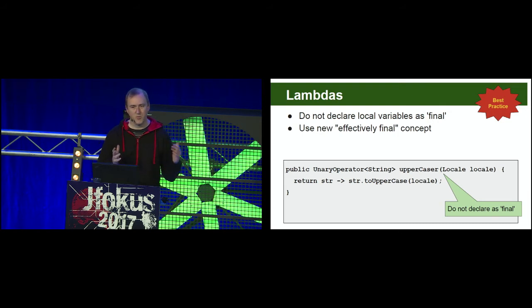So previous to Java 8, it used to be necessary that if you were passing an argument into an anonymous inner class, you had to declare it as final. With Java 8, you don't anymore. There's this concept of effectively final. That is, if you have a local variable or parameter that you don't change, the compiler can treat it as though it is final, and so you can just use it within the lambda directly. This is good. So don't declare things as final. You don't need to anymore. It looks silly if you do.